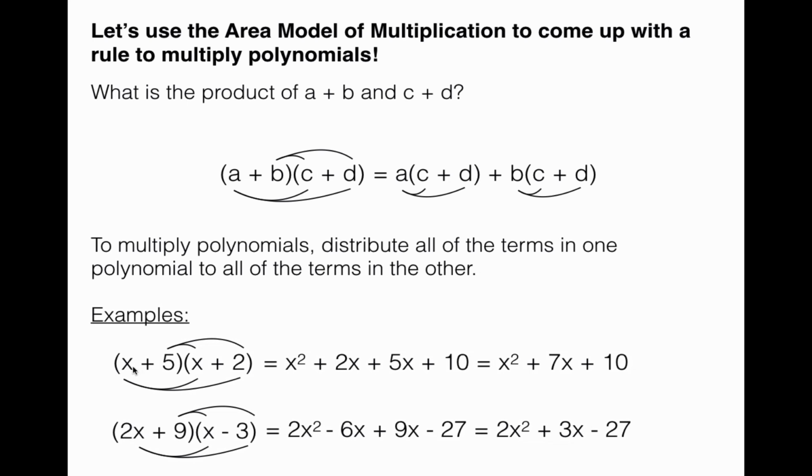So here are the two binomials that we multiplied using the area model. Now we know why we're distributing. So we're going to take x and distribute it to x and then to 2. That gives us x squared plus 2x. We're going to distribute the 5 to x and 2, and that gives us 5x and 10, and that gets us x squared plus 7x plus 10. We did the same here with 2x and 9. We distributed both to x and negative 3. That gave us 2x squared minus 6x plus 9x minus 27. Combining the two middle like terms, we get 2x squared plus 3x minus 27.